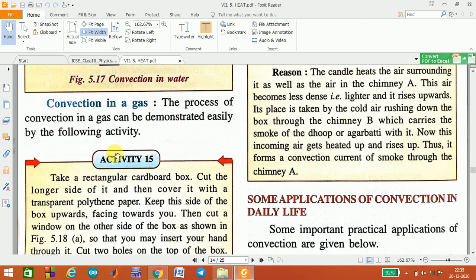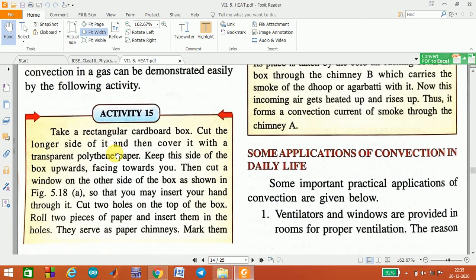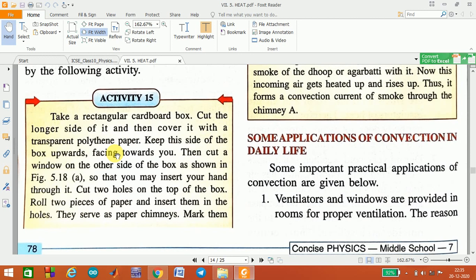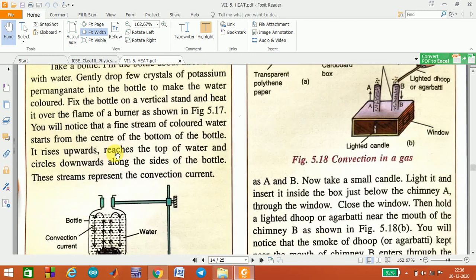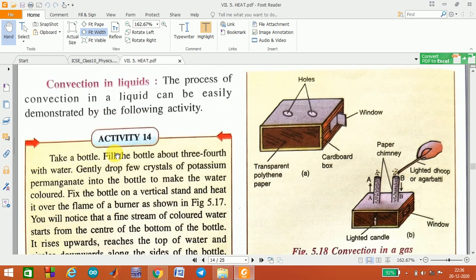Then for convection in the case of gas, we have to see activity 15. Okay, you can see the figure here. Okay, this figure you see.